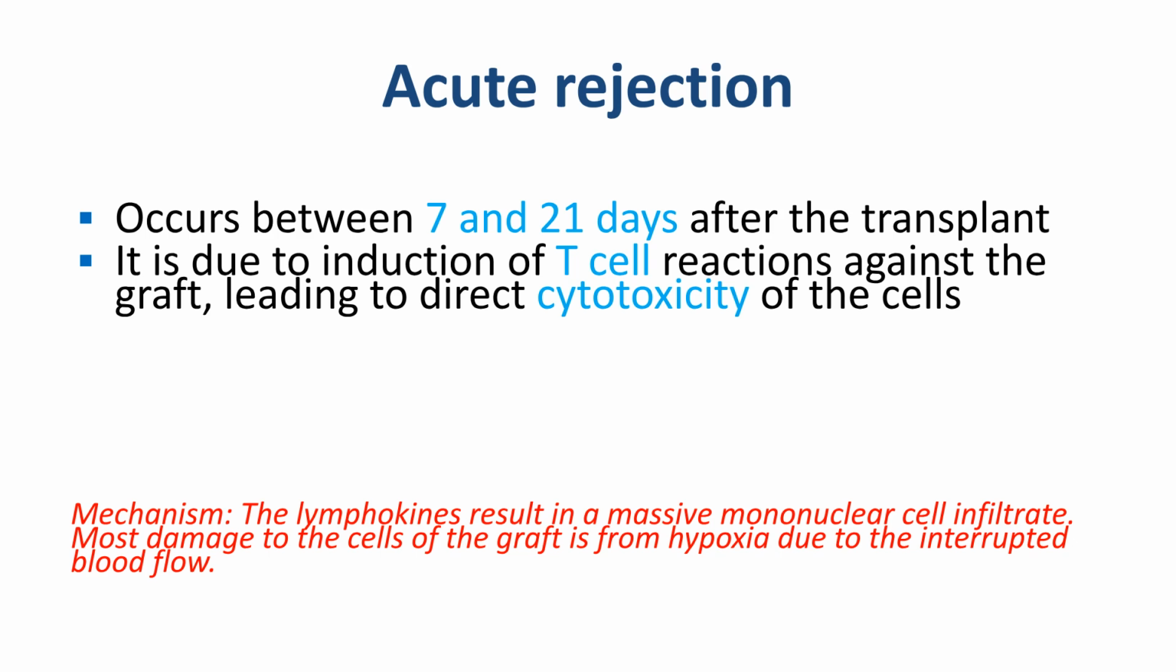Much of the damage to graft cells results from hypoxia due to interrupted blood flow. The inflammatory infiltrate compresses blood vessels, and endothelial damage further compromises perfusion. Unlike hyperacute rejection, acute rejection can often be reversed with corticosteroids, increased immunosuppression, or anti-T cell antibodies if detected early.